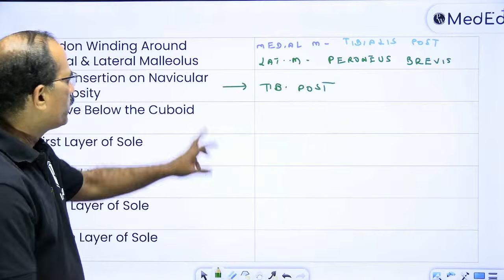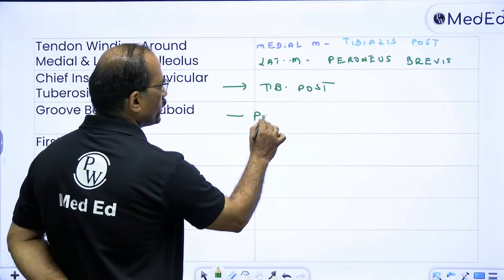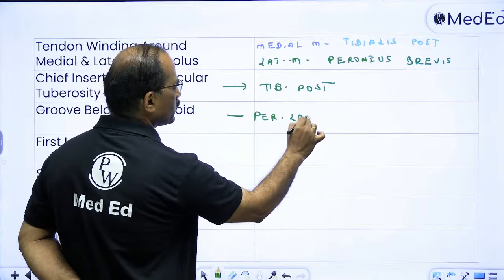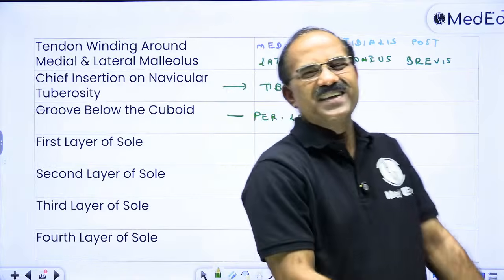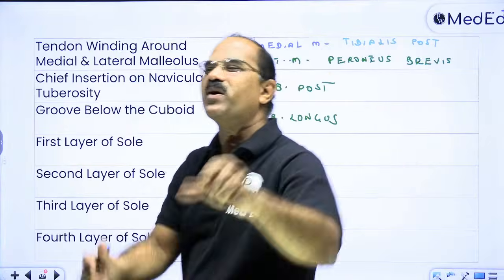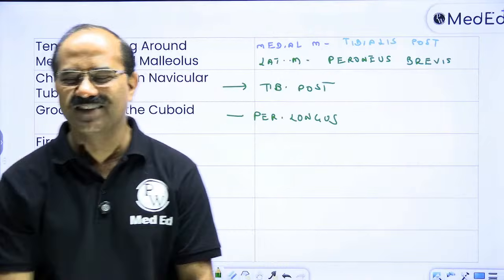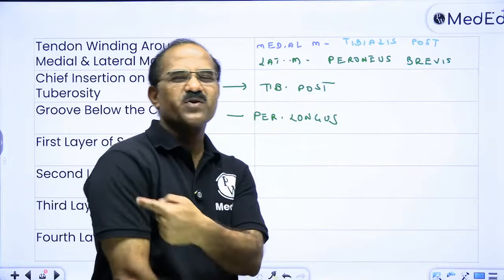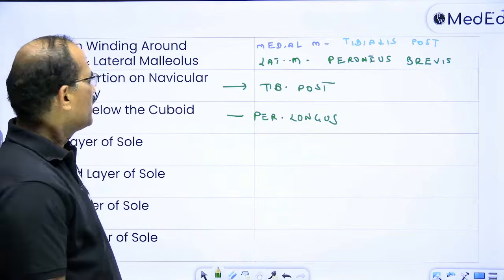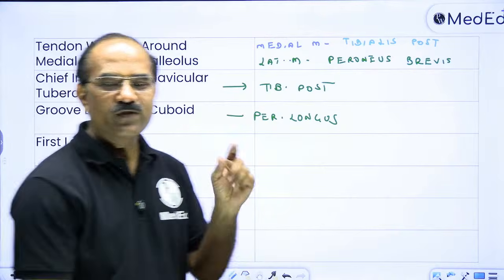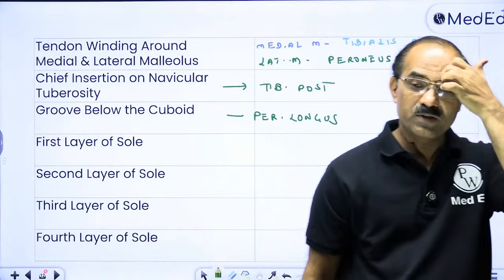Groove below the cuboid bone. The groove below the cuboid bone is for the peroneus longus. Remember, these are all shorts. They are called MCQ shorts, one word for MCQ short, like a one-shot injection. These are MCQ shorts. You have to know this. So the groove below the cuboid is for peroneus longus.